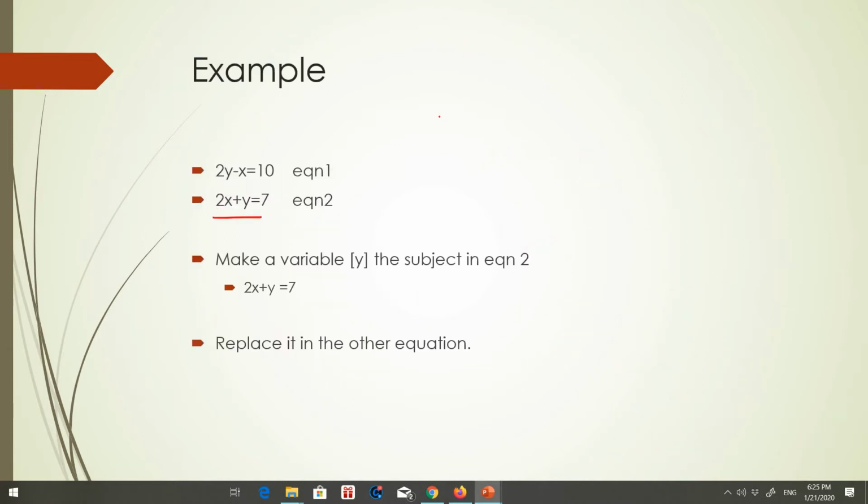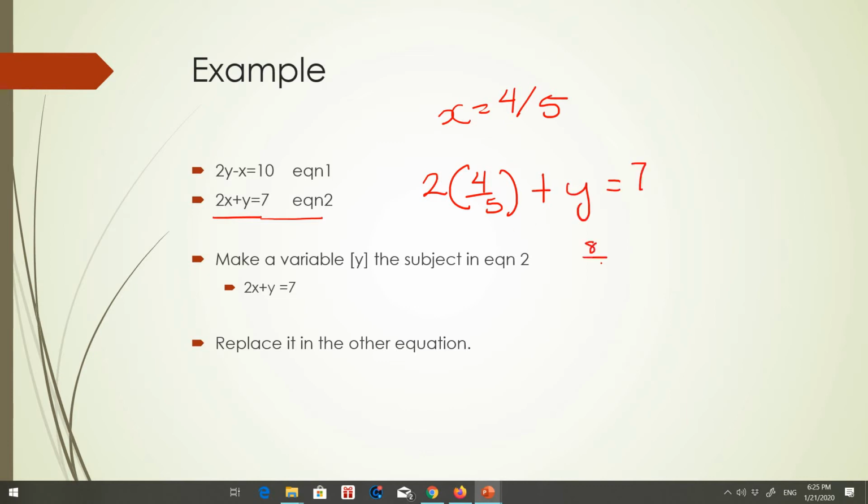So we have x is 4 over 5, right? So let's try this in equation 2. 2 times 4 over 5 plus y is 7. We have 8 over 5 plus y is 7. And then y, we take this to the other side, equals 7 minus 8 over 5.